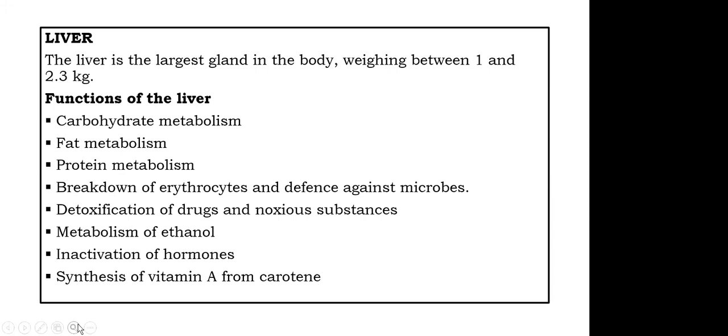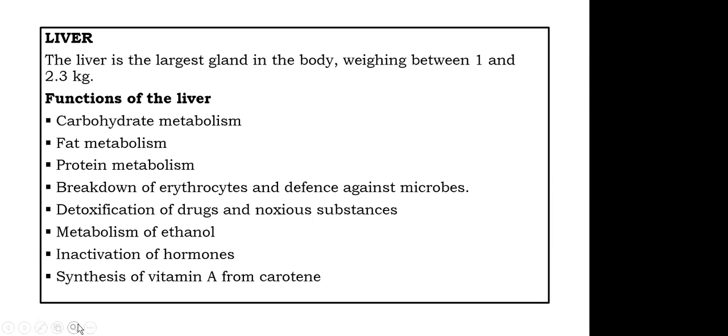Functions of the liver: carbohydrate metabolism. What is this carbohydrate metabolism? It is nothing but the conversion of glucose to glycogen in the presence of insulin, and converting the liver glycogen back to glucose in the presence of glucagon. And these changes are very important regulators for the maintenance of blood glucose level.